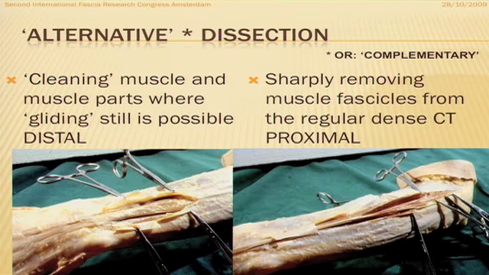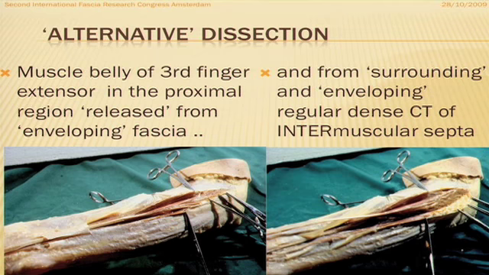So what he did instead was a fascial sparing dissection, and just showing where gliding is possible and where gliding is not possible. Next, please. And so again, depending on where it is in the tissue, you can either separate it out.